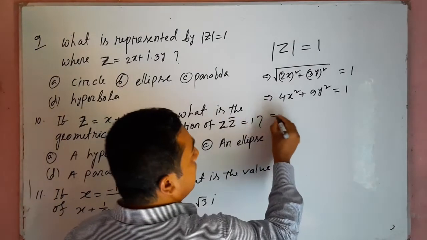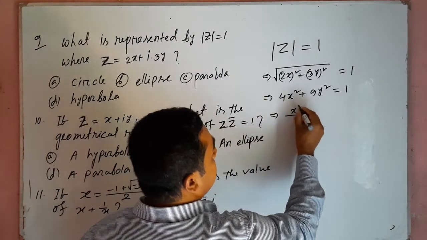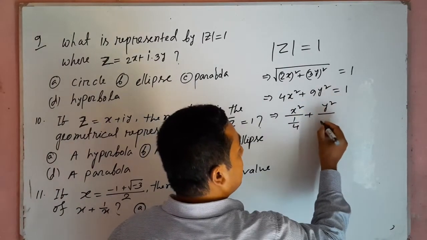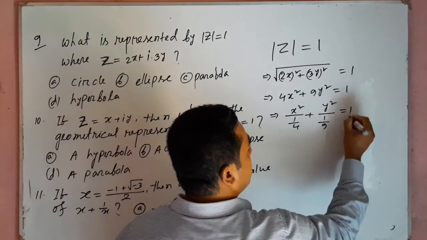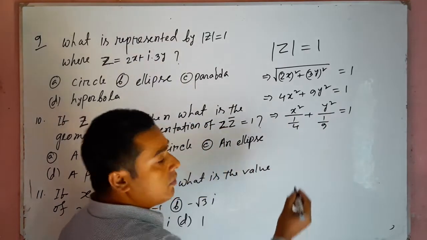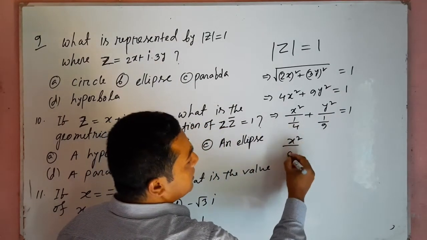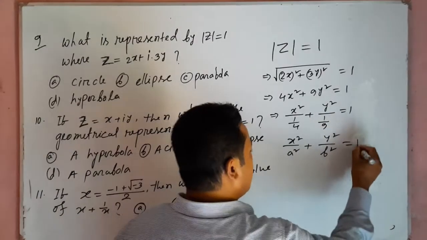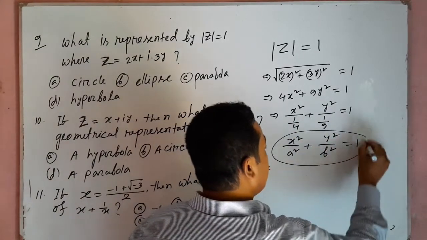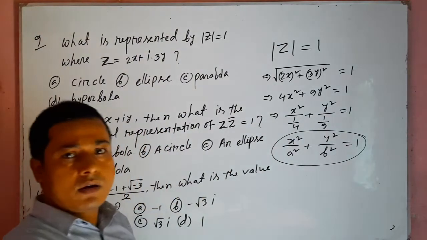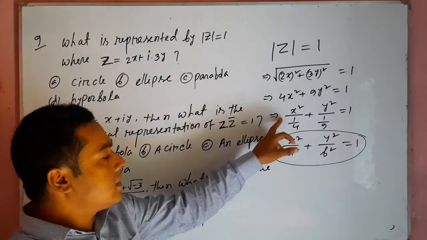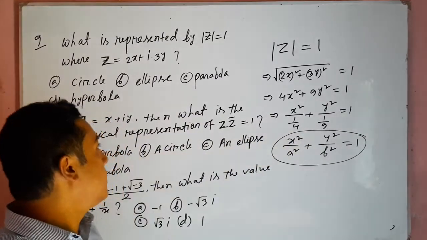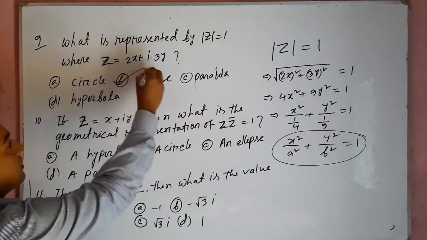Then we can write it as x square divided by 1 by 4, and y square divided by 1 by 9 is equal to 1, which is compared with x square divided by a square plus y square divided by b square is equal to 1. This is the standard equation of an ellipse, so this is an ellipse.